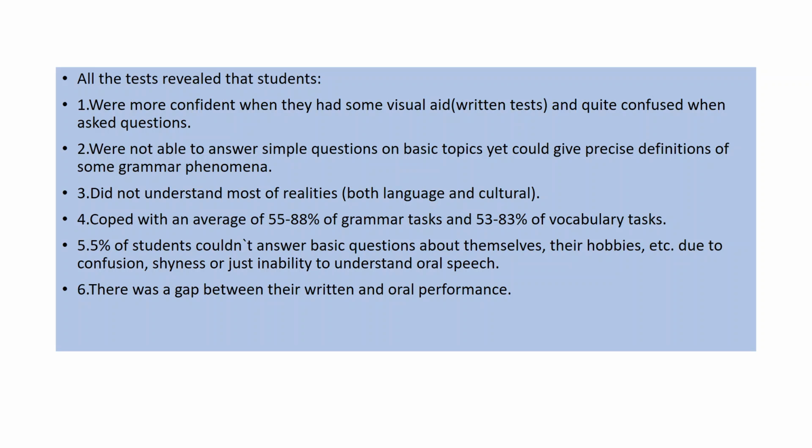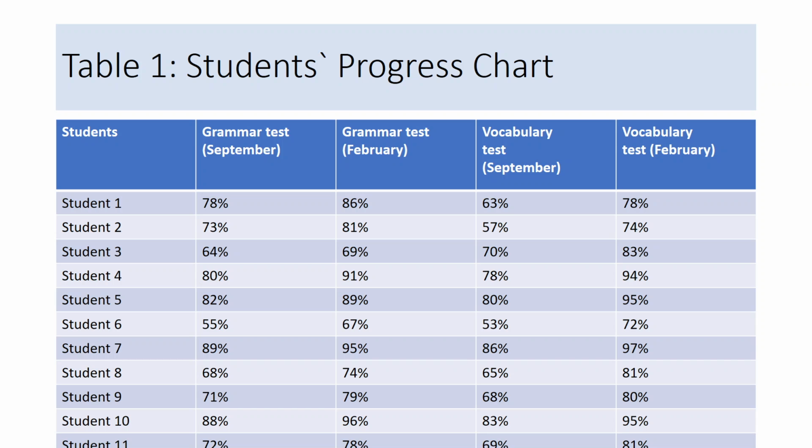They coped with an average of 55 to 88% of grammar tasks and 53 to 83% of vocabulary tasks. 5% of students couldn't answer basic questions about themselves, hobbies, due to confusion, shyness, or just inability to understand oral speech. There was a gap between their written and oral performance.